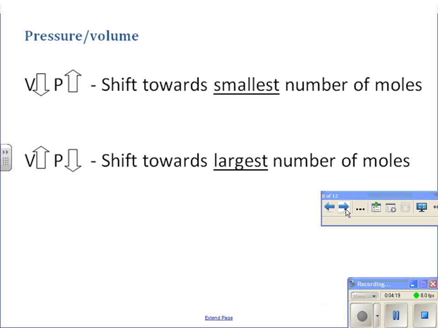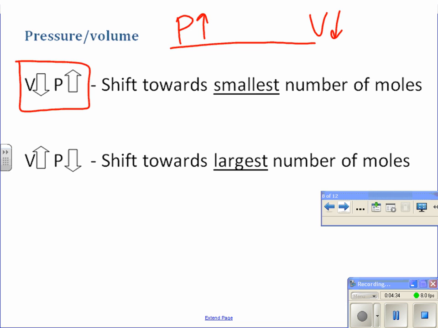Next one is pressure and volume. Remember from Boyle's law, we did gases a little bit ago. Pressure and volume are inversely related to each other. It's like a teeter-totter. Pressure goes up, volume has to go down. So if you look right here, it's listed right there. Volume goes down, pressure goes up. When pressure goes up, you go towards the smallest number of moles on whichever side that is in the equation. If volume goes up, pressure goes down, and you go towards the largest number of moles. This is just straight memorization.